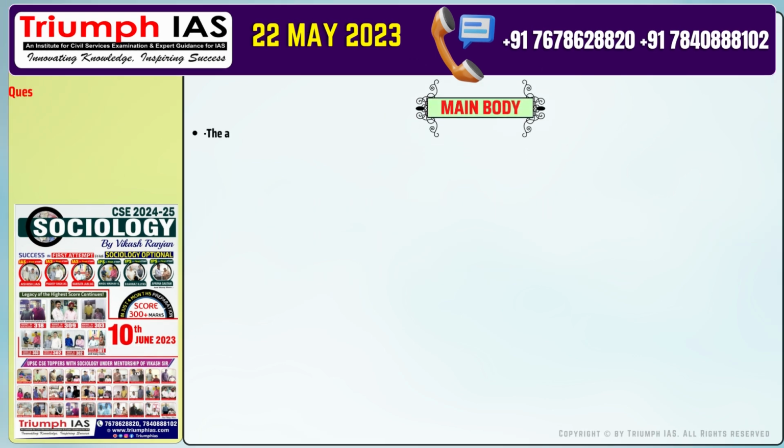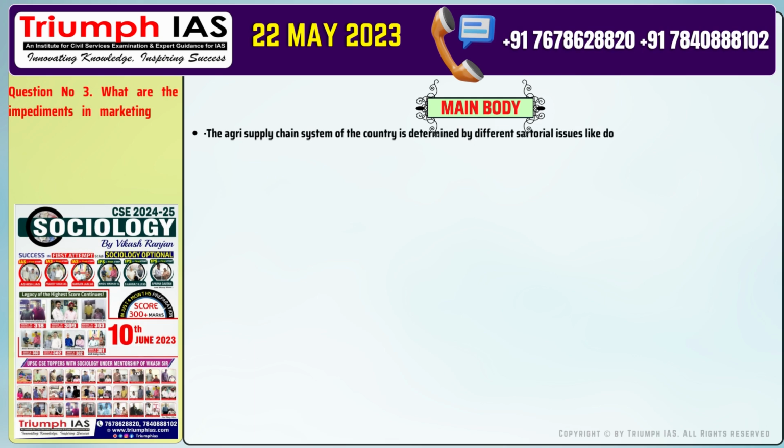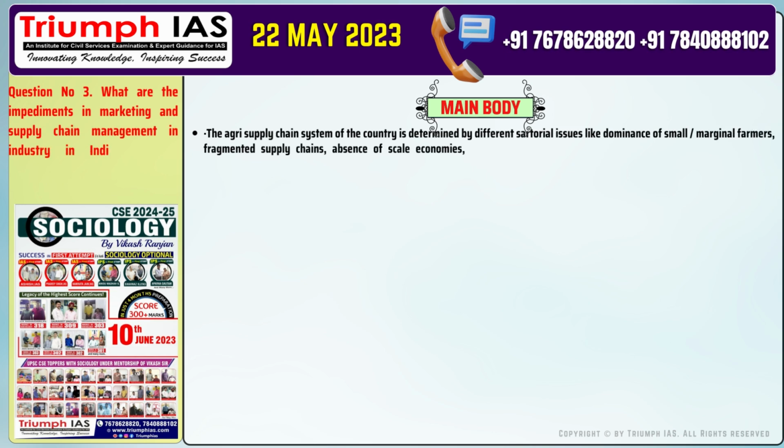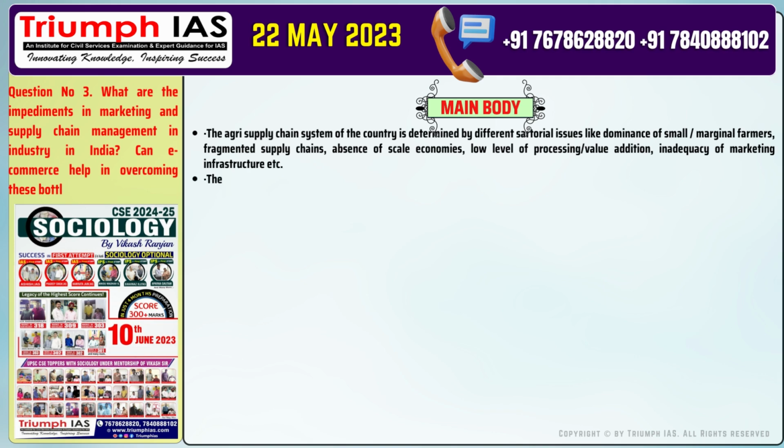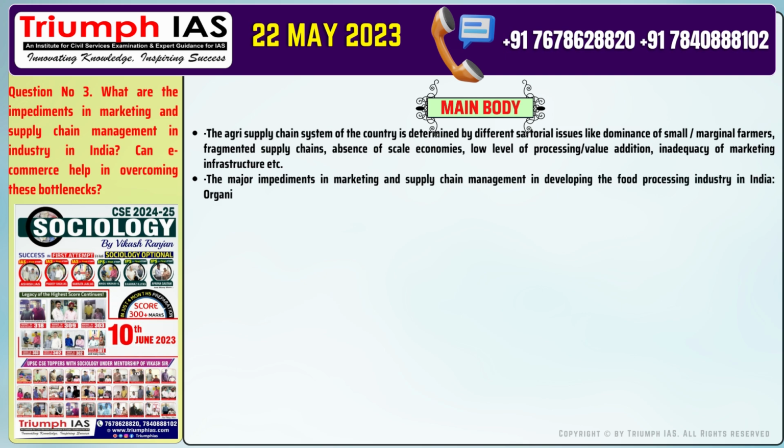The main body of the answer. 1. The agri-supply chain system of the country is determined by different sectoral issues like dominance of small marginal farmers, fragmented supply chains, absence of scale economies, low level of processing value addition, inadequacy of marketing infrastructure, etc. 2. The major impediments in marketing and supply chain management in developing the food processing industry in India.